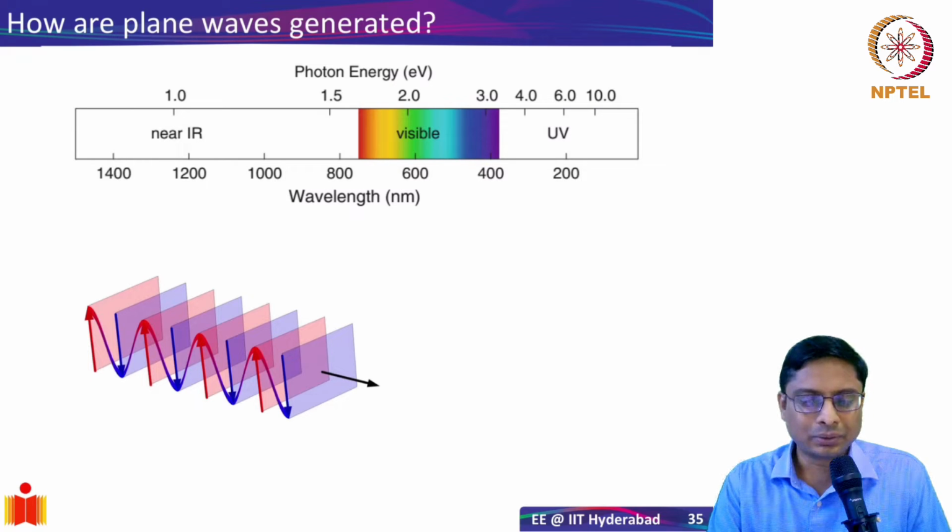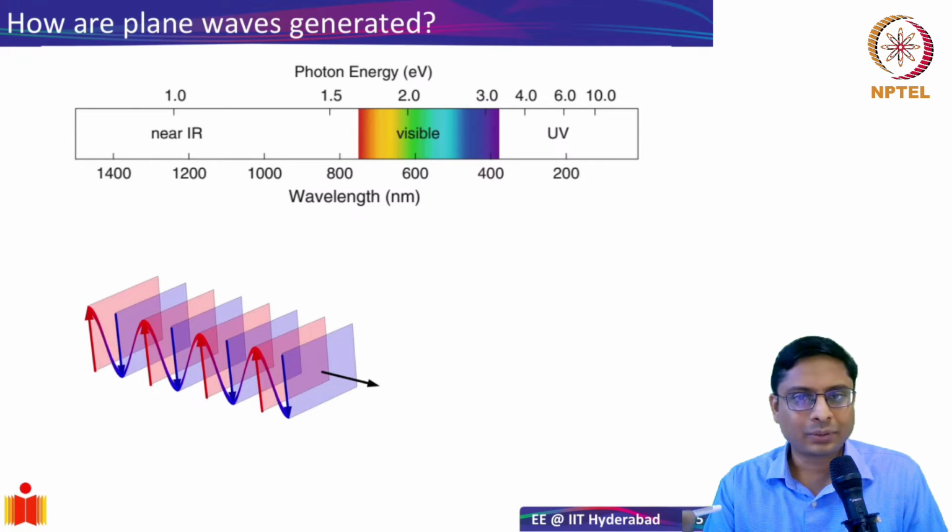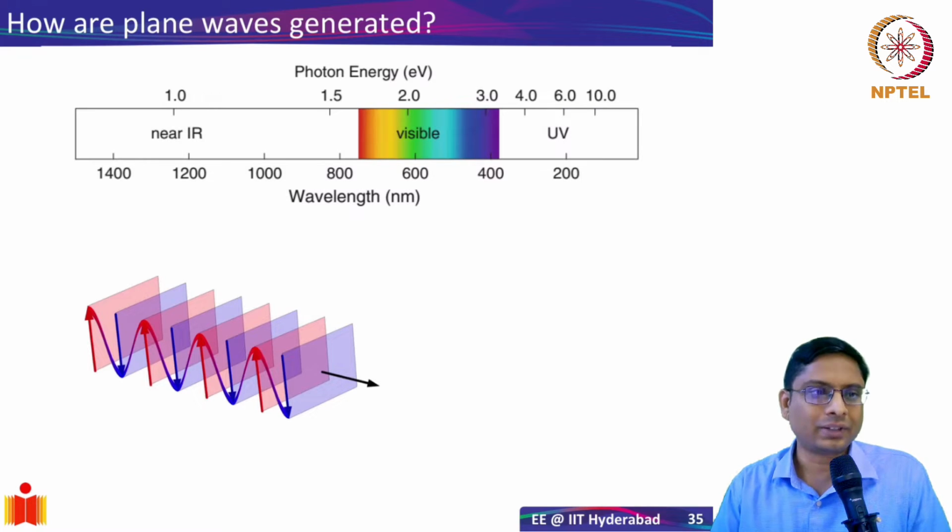Well, if you studied electromagnetism, it would not be surprising to you that these plane waves are generated whenever you have oscillating charges. Okay, so essentially whenever you have an oscillating dipole, you have generation of electromagnetic waves. And the electromagnetic waves cover a broad spectrum.